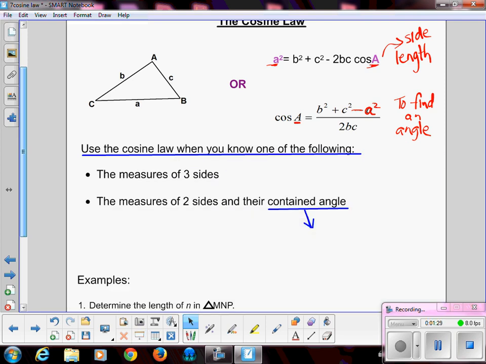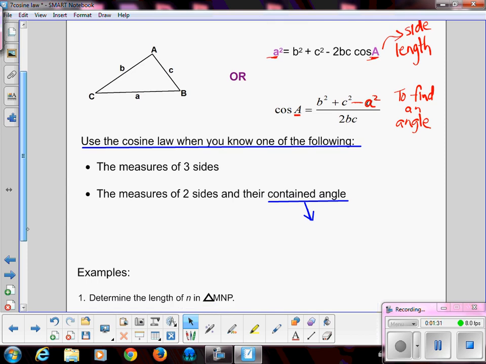So I can use this cosine law when I know one of the following. The first thing is the measure of three sides. Well, obviously, if I have all three sides, the only thing I could find is an angle. And that's why I would use cosine law.